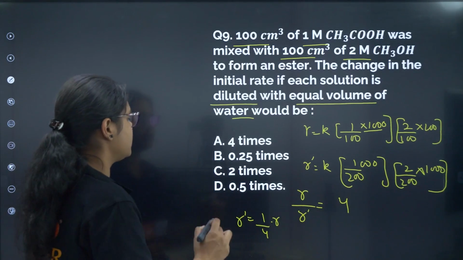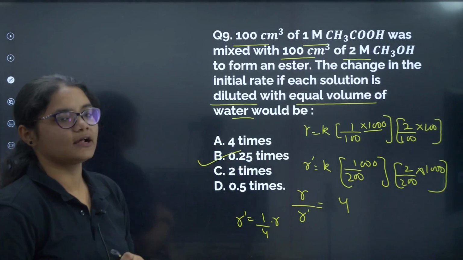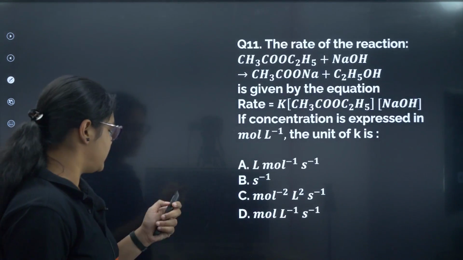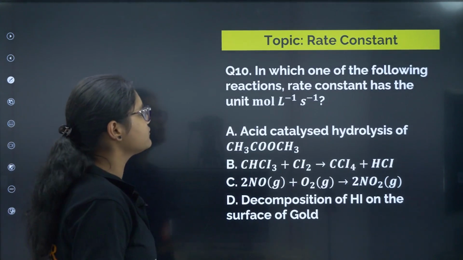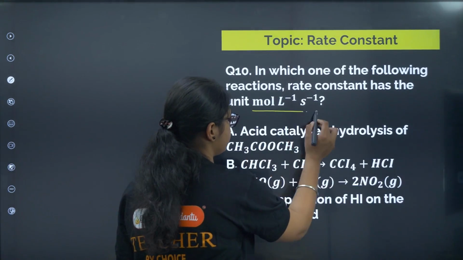This question I have already solved. So you can just check once again, the correct answer for this is option B. Okay, next. In which one of the following reactions does the rate constant have the unit of this one?